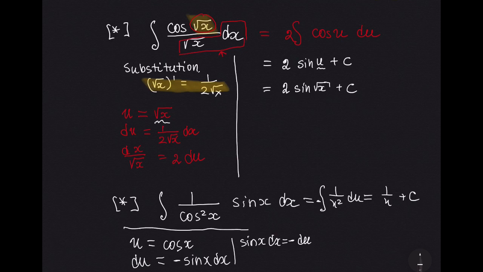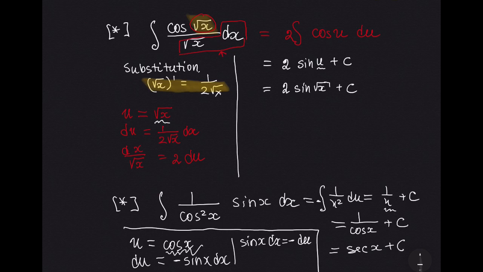And we are just going to continue here. Instead of u, we need to plug in the original variable. So u is equal to cosine x. So now we have 1 over cosine x plus a constant, which is secant x plus a constant. All right, so that's the last example.